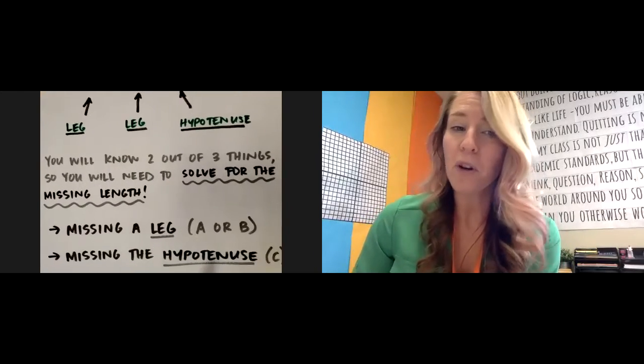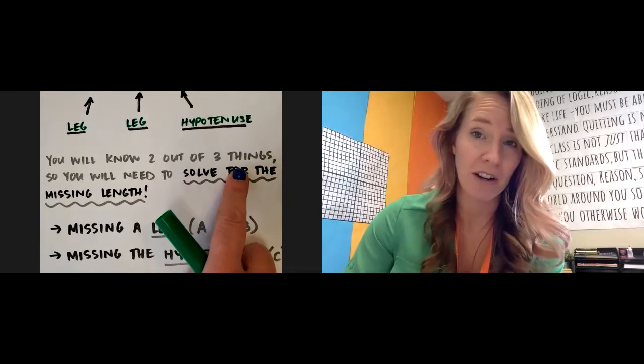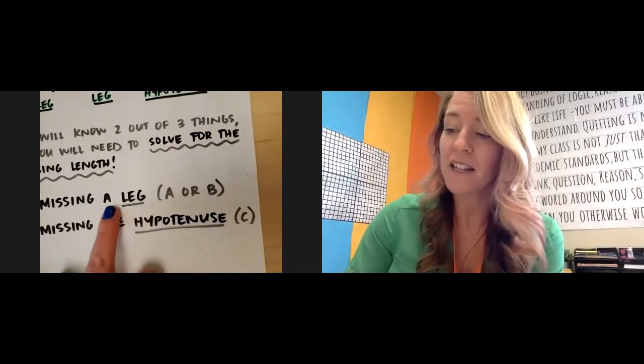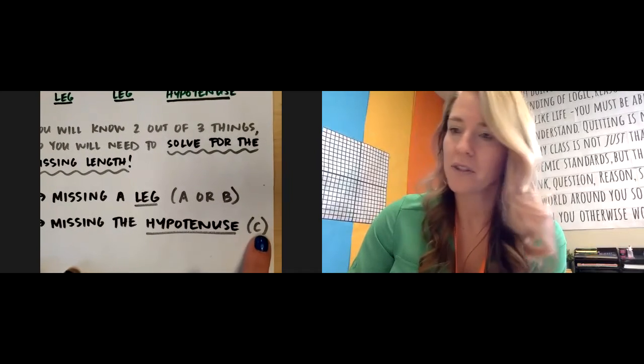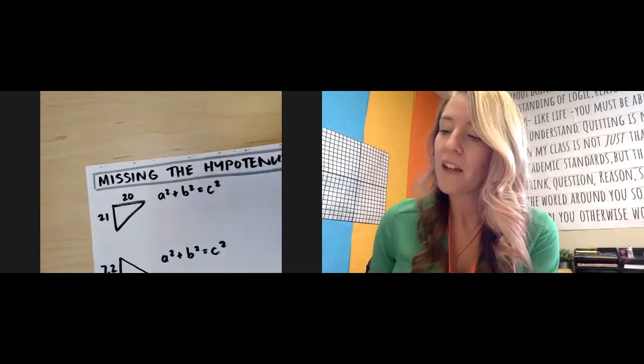In the problems that we work on, most of the time, they're going to give you 2 out of 3 things, or somehow you will be able to figure out 2 of 3 things, and you just need to solve for that missing length. So you're either going to be missing a leg length or the hypotenuse. So you're either going to be missing an A or a B or a C. Let's take a look at some of the examples.